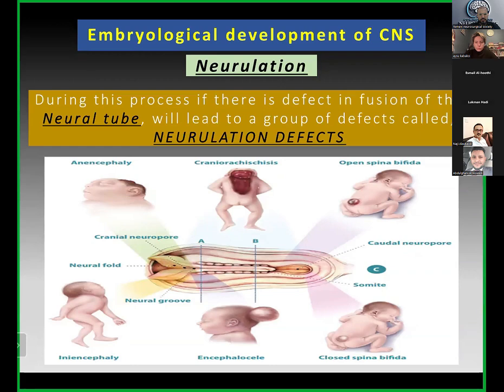If there is failure of closure at the distal part or the caudal part, it will lead to what's called spinal dysraphism, or open spina bifida and closed spina bifida. Anencephaly and spina bifida also were parts of the failure of closure of the neural tube, which, as we said, all of these groups of congenital anomalies are called the neurulation defect anomalies.